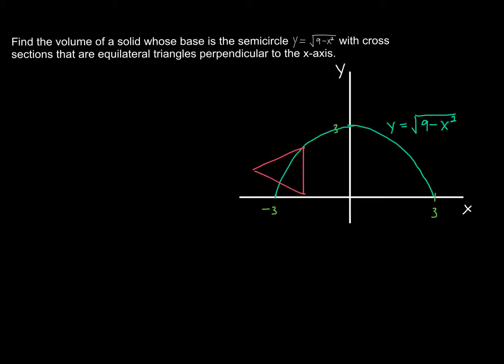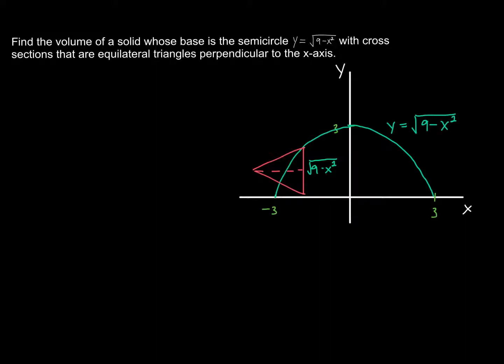Alright, so here I've sketched my base and I have drawn a cross section here, and this is an equilateral triangle, so all the side lengths are equal. Remember, the dimensions of a triangle are its base and its height. So I need to know the length of the base and the length of the height. The length of the base, obviously, is just going to be the y value of our curve, so the square root of 9 minus x squared.